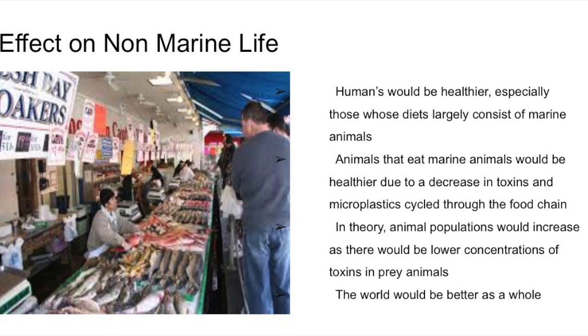The effect on non-marine life. Humans would be healthier, especially those whose diets largely consist of marine animals. Animals that eat marine animals would be healthier due to a decrease in toxins and microplastics cycled through the food chain. In theory, animal populations would increase as there would be lower concentration of toxins in prey animals. The world would be better as a whole.